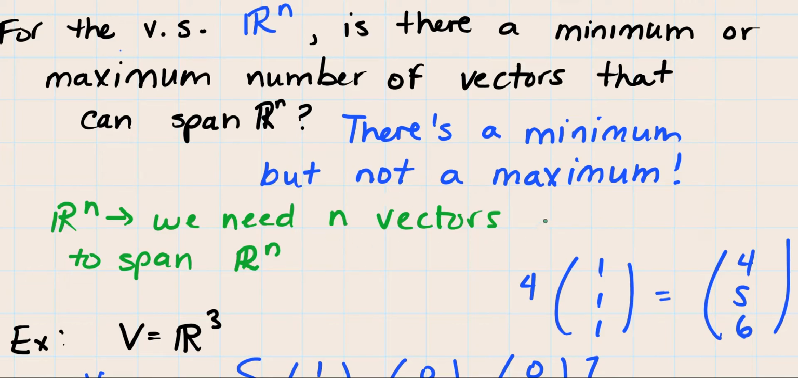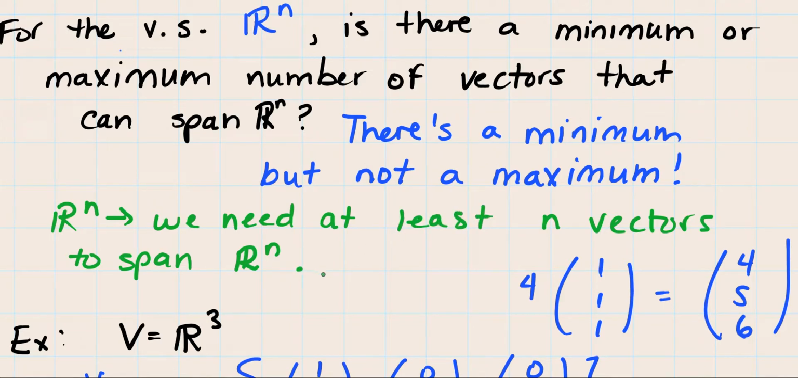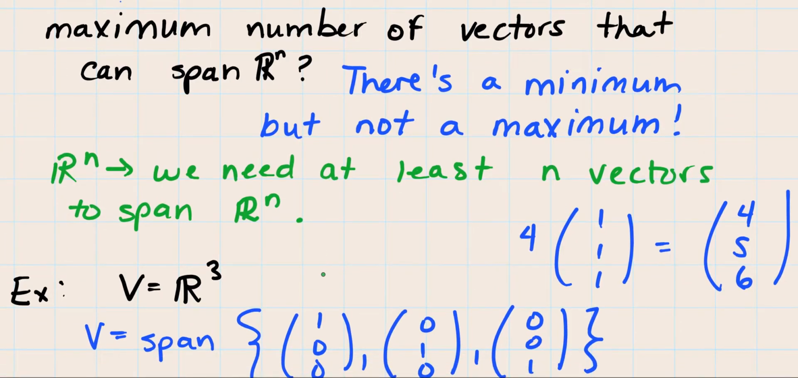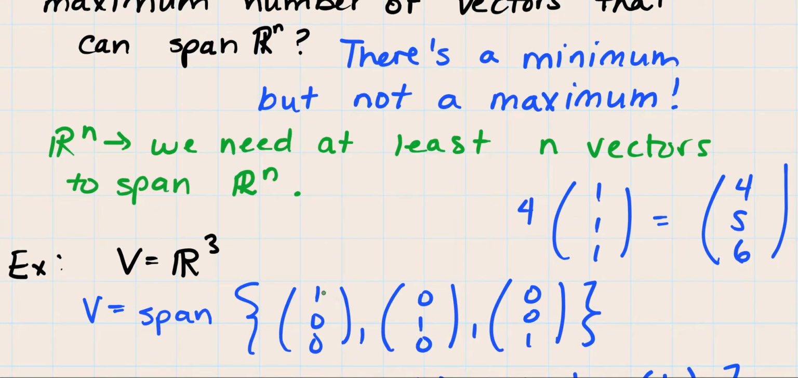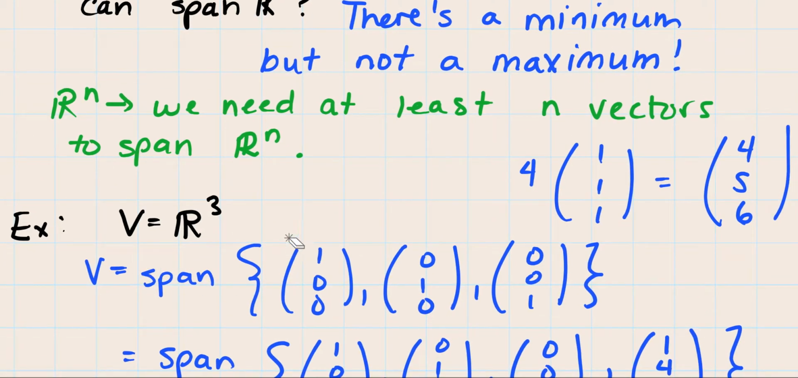So we need at least n vectors. So let's even put that here. Now we can't choose any n vectors. We have to be careful. We can't say, for example, let me erase this.